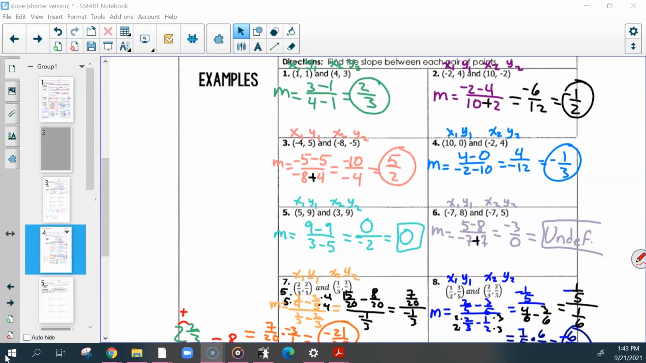Number 3 was 5/2, or 5 over 2. 4 was -1/3. 5 should have been 0. Make sure you're simplifying all the way. So if you got 0 over -2 or 0 over 2, make sure you simplify that further just to get 0. And 6 was undefined. Again, simplify that all the way. If you have some number over 0, that should automatically be undefined.